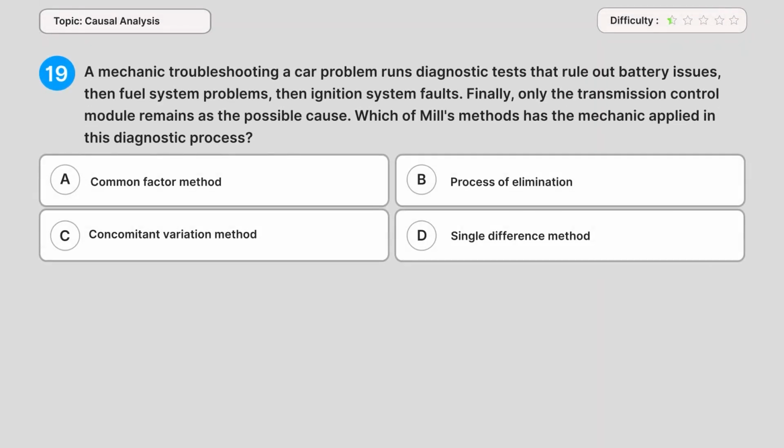19. A mechanic troubleshooting a car problem runs diagnostic tests that rule out battery issues, then fuel system problems, then ignition system faults. Finally, only the transmission control module remains as the possible cause. Which of Mill's methods has the mechanic applied in this diagnostic process? A. Common factor method. B. Process of elimination. C. Concomitant variation method. D. Single difference method. Do you know the answer?